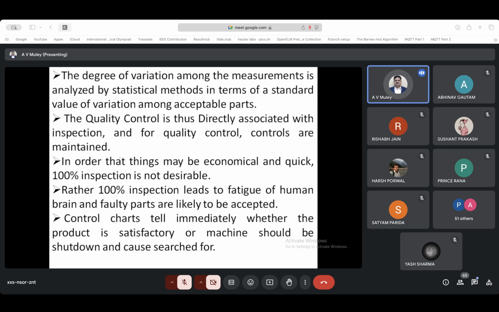Quality control is thus directly associated with inspection, and quality controls are maintained in order that things may be economical and quick. 100% inspection is not desirable.